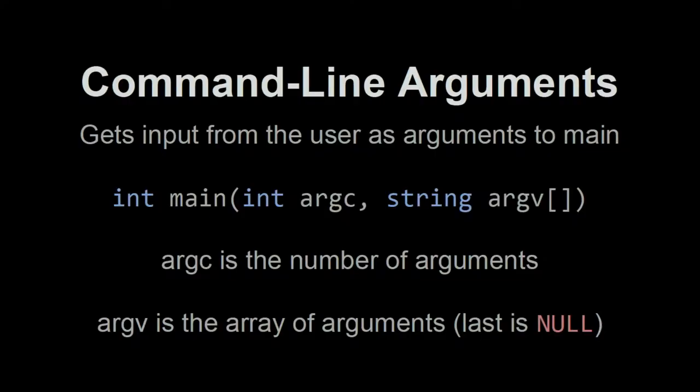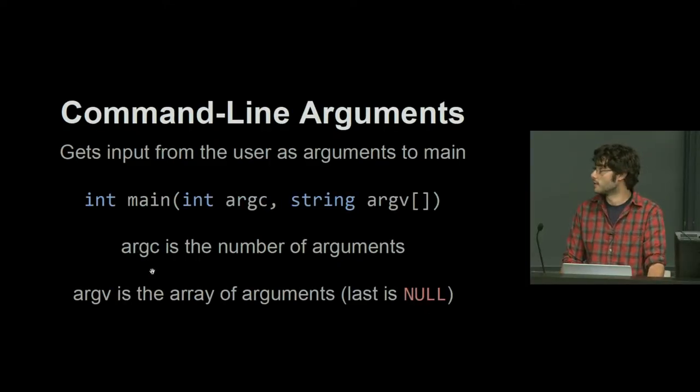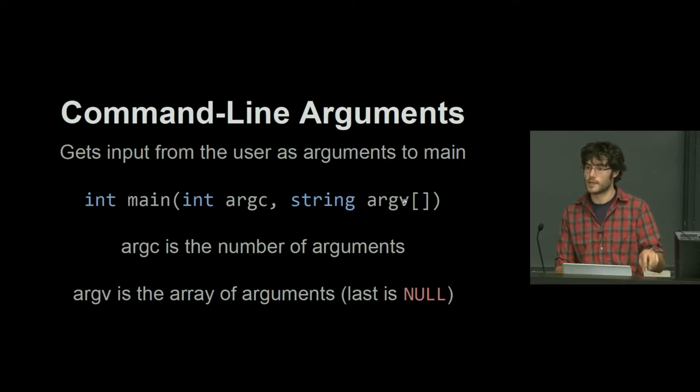Alrighty. Command line arguments are a way of getting input from the user as arguments to main. Main takes two arguments: the number of arguments being passed along the command line, and a string vector, or a string array, of all the arguments. So if I called a function such as a.out 1 space 2 space 3, argc would be 4, and argv 0 would be a.out, argv 1 would be 1, argv 2 would be 2, argv 3 would be 3 in that particular case.